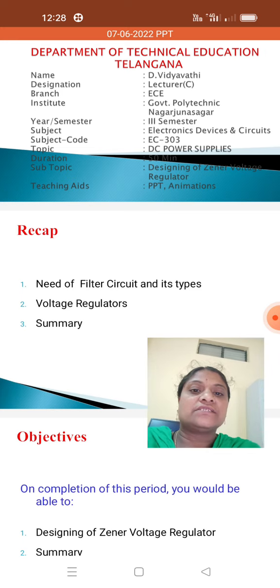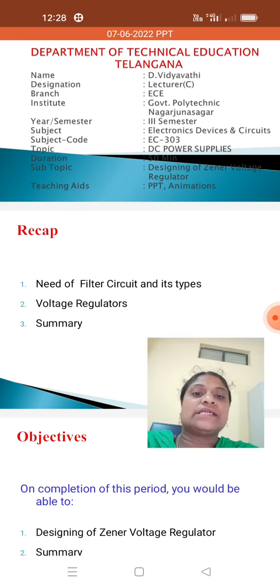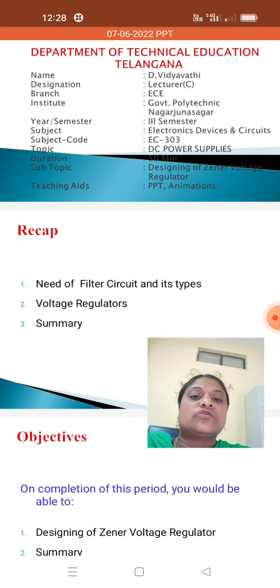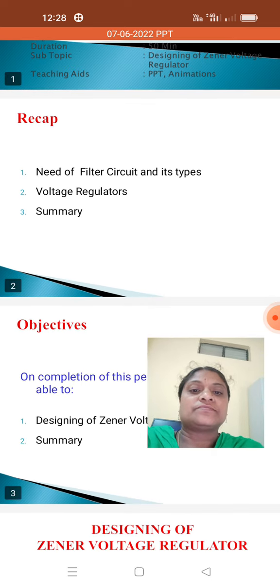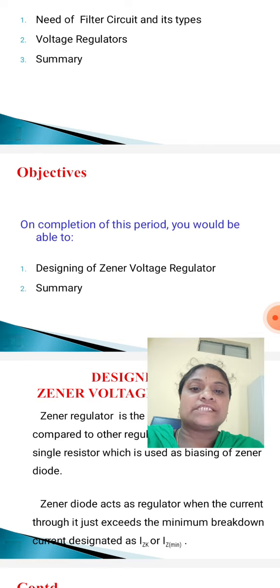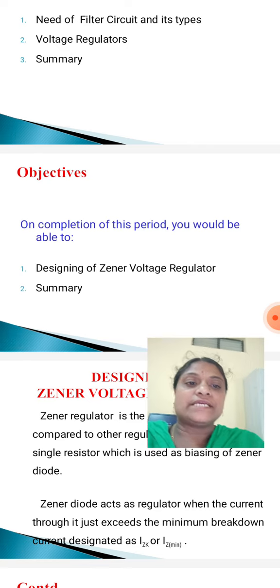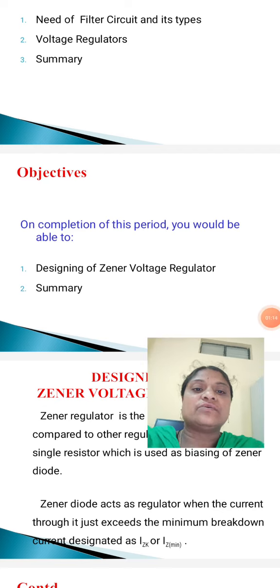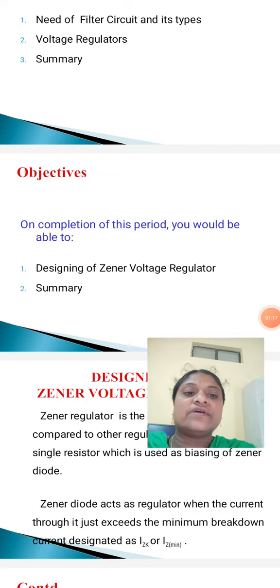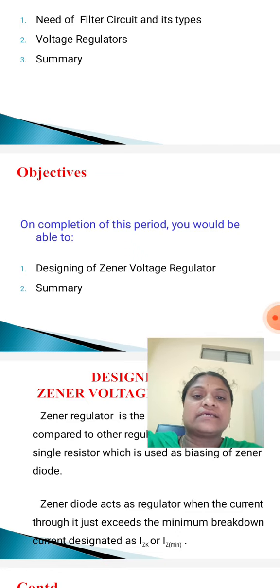Next, recap of this presentation. In the previous class, we discussed the need of filter circuit and its types, and voltage regulators, and summary. These topics were completed in the previous class. Now, the objectives of this presentation: on completion of this period, you would be able to understand the designing of Zener voltage regulator.